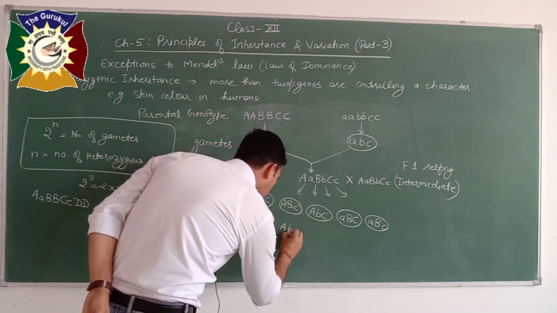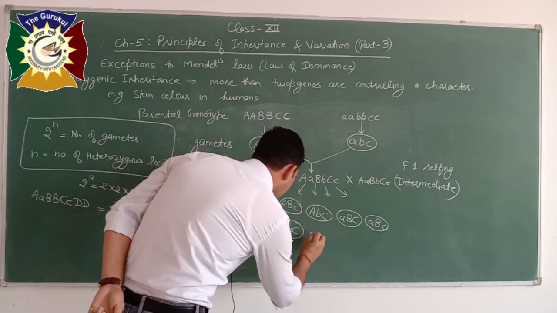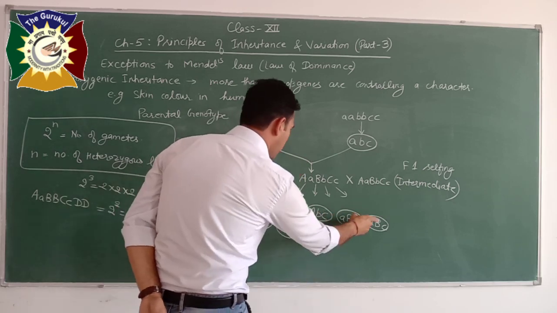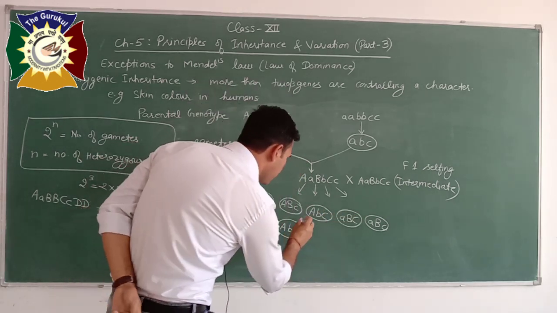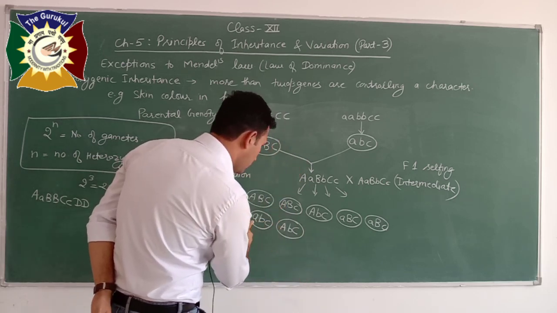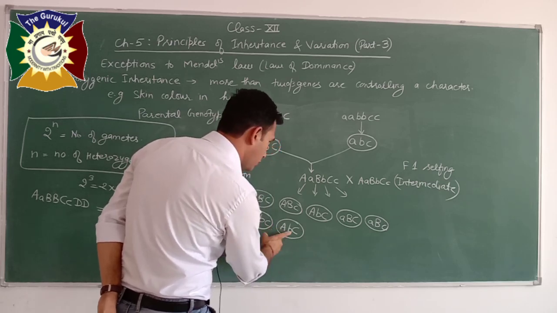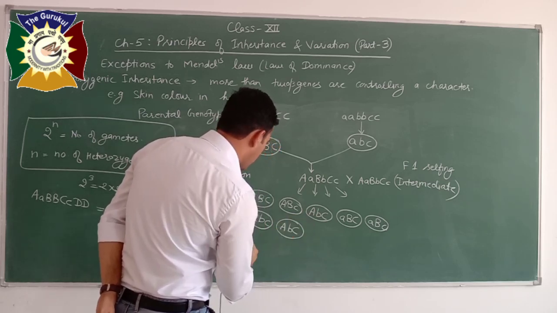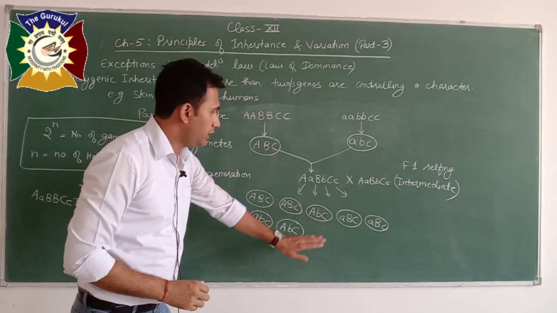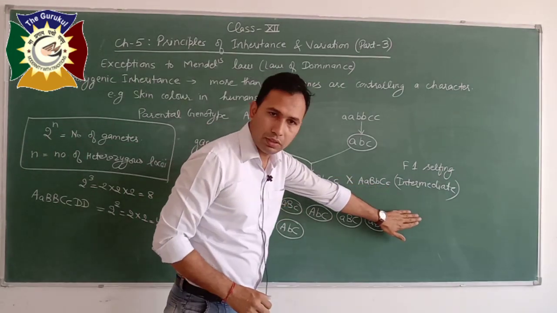Capital A, small b, capital C. And 1 2 3 4 5 6 7, one is left. Capital A, capital A, capital A, small a, small a, small a, small b, small b, small b. One is also left. So there will be a total of 8 different types of gametes. So 8 gametes from one parent and again 8 gametes from another parent.